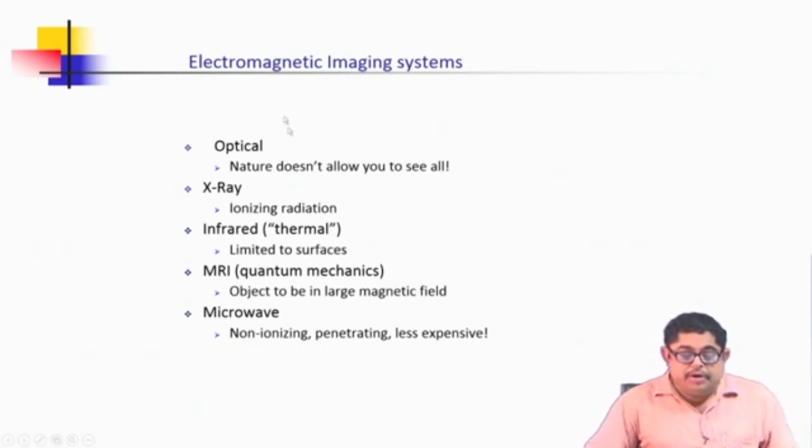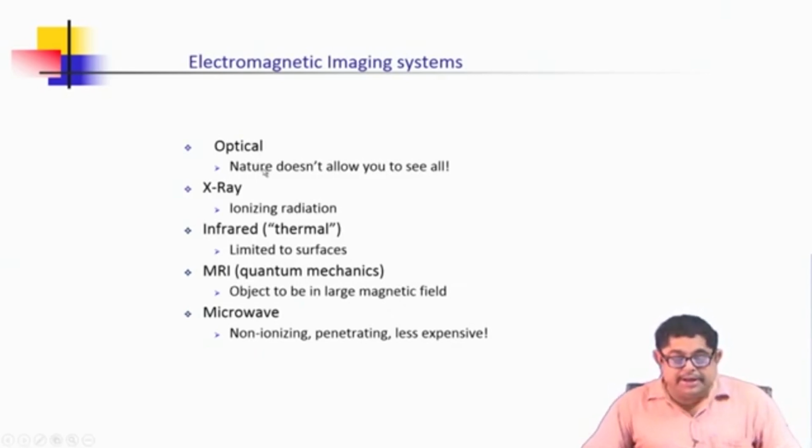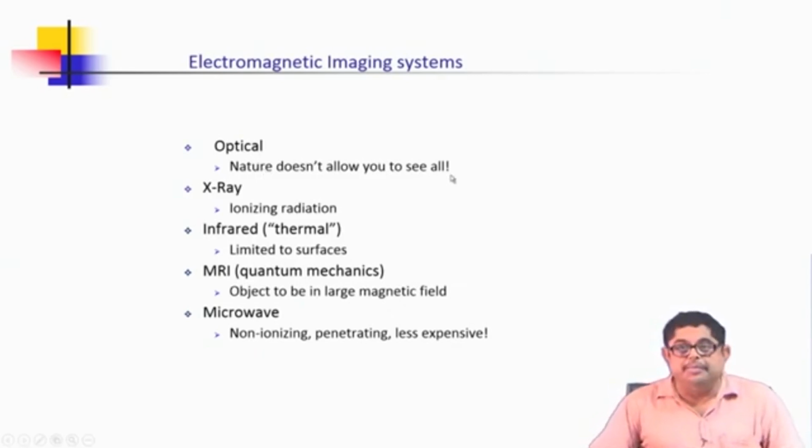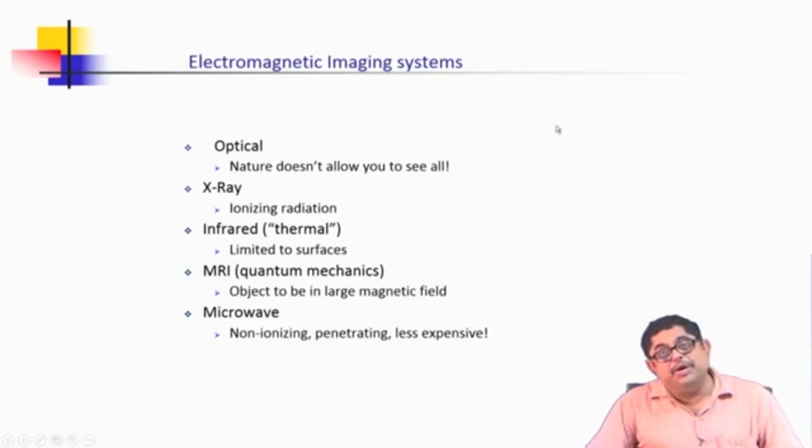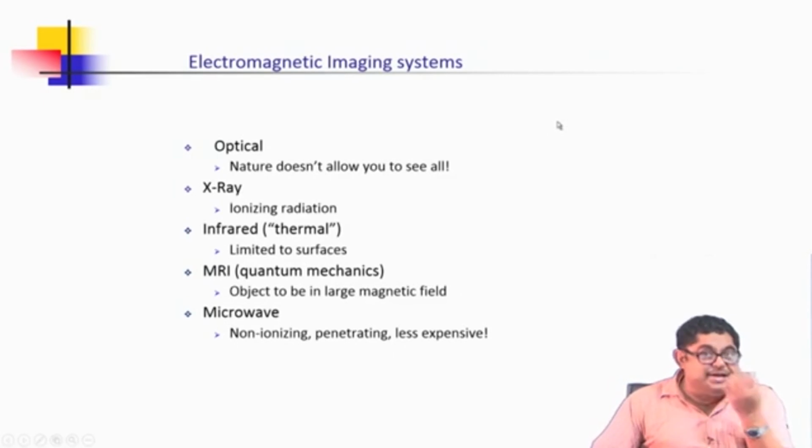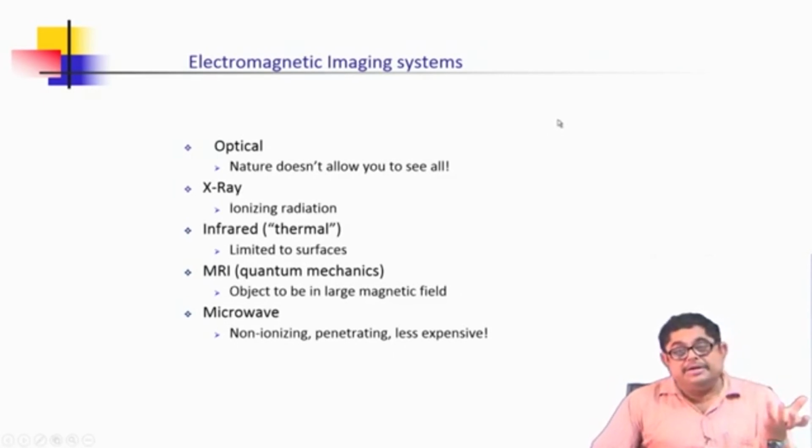Now, optical, what is the problem with optical? Nature does not allow you to see all. Without light, that means when the sun is not there, in the dark, an optical camera does not work. In rain, in snow, it does not work.